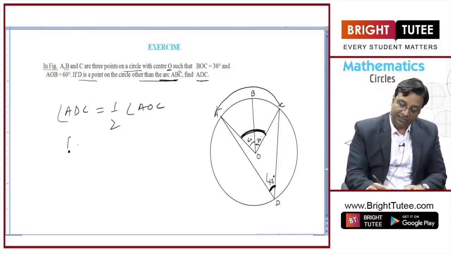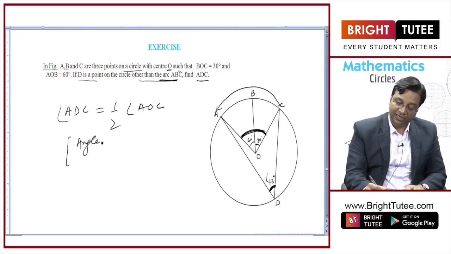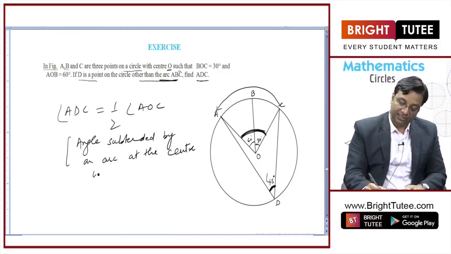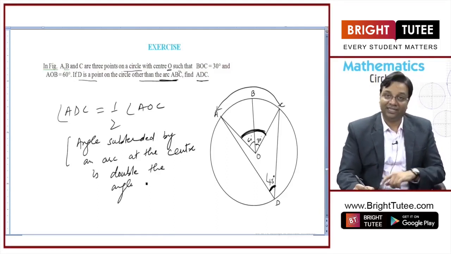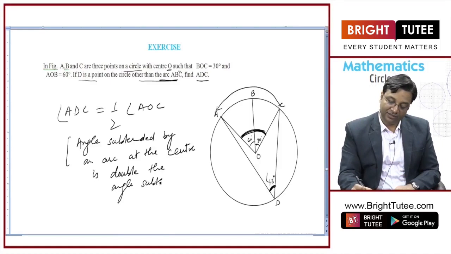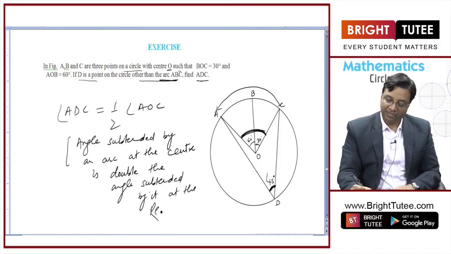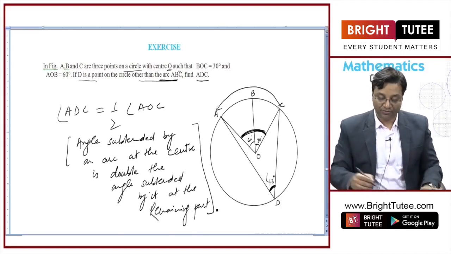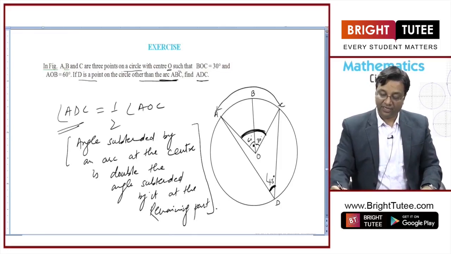Okay, the reason I will write is angle subtended by an arc at the center of the circle is double the angle subtended by it at the remaining part of the circle. Okay, I am not writing the complete statement, so you write this statement that I have just spoken. So angle ADC is half of angle AOC.